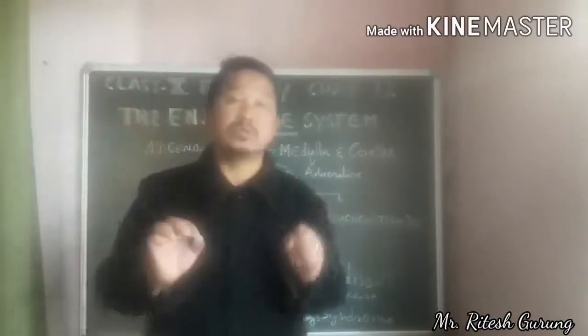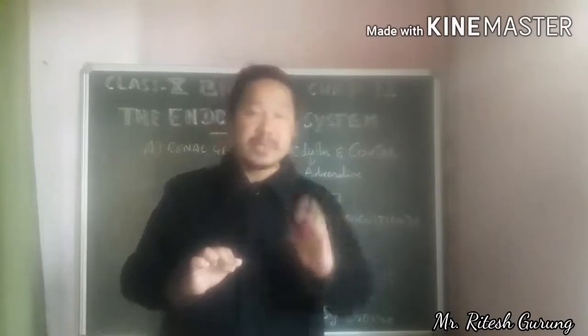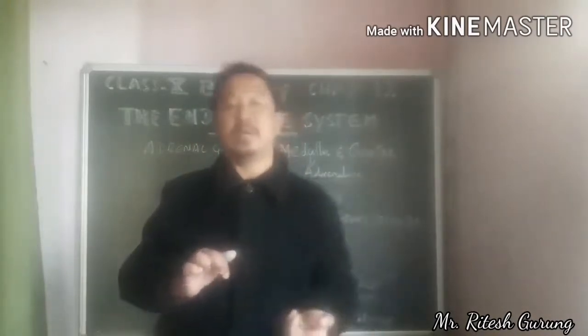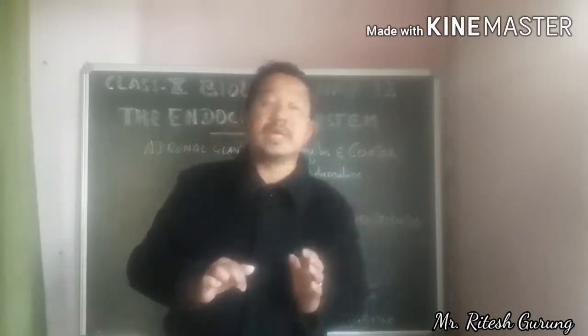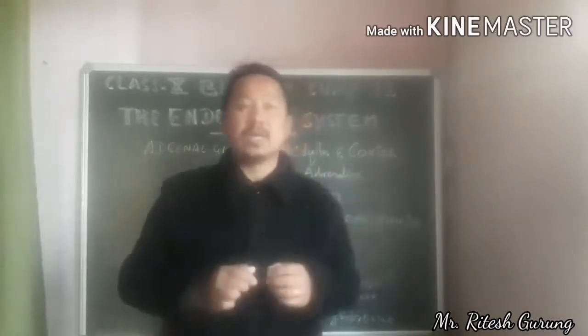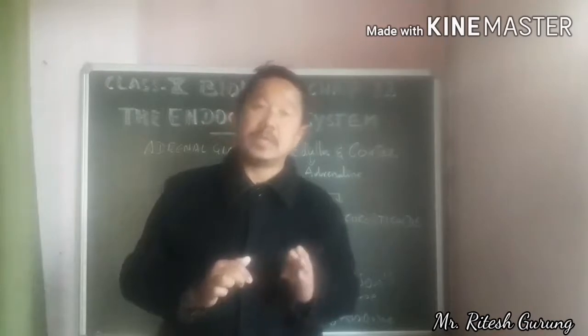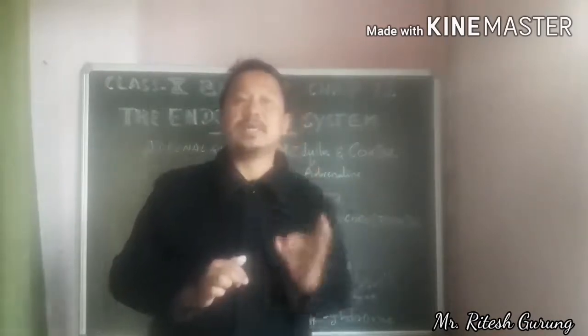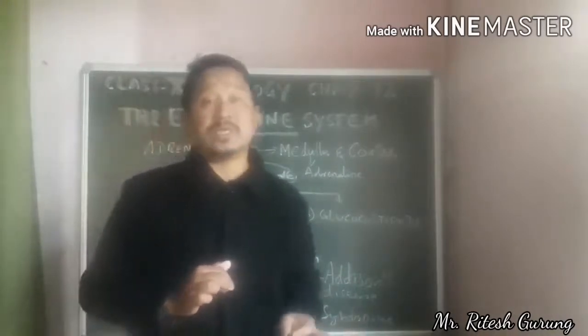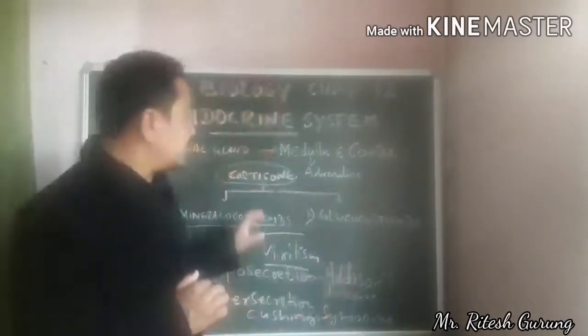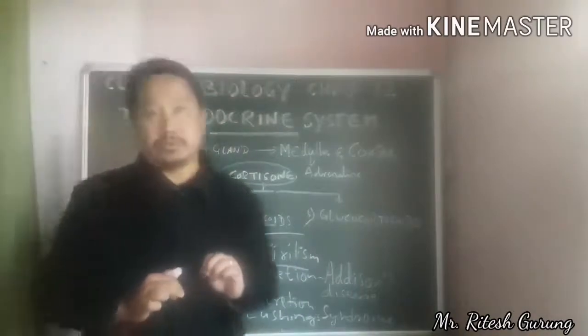Osteoporosis means your bones will be very weak. They will be brittle. Brittle means it will be breakable. So osteoporosis and also the weakness. In general, body weakness is also experienced in this particular disease called Cushing's syndrome, which is because of the hypersecretion of this cortical hormone.